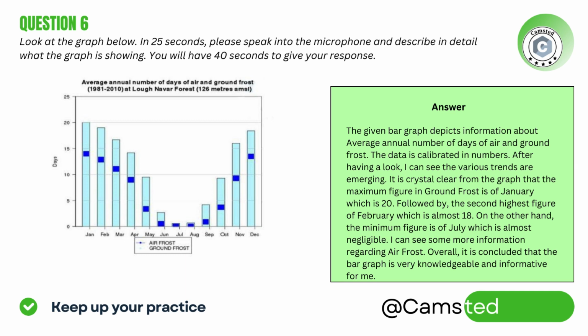Followed by the second highest figure of February, which is almost 18. On the other hand, the minimum figure is of July, which is almost negligible. I can see some more information regarding air frost. Overall, it is concluded that the bar graph is very knowledgeable and informative for me.